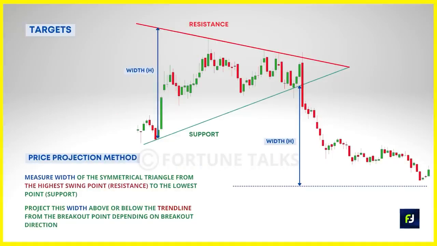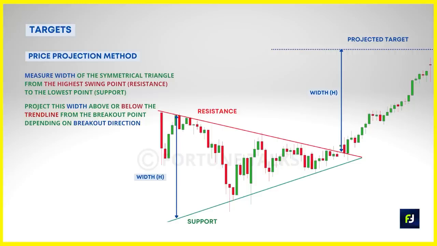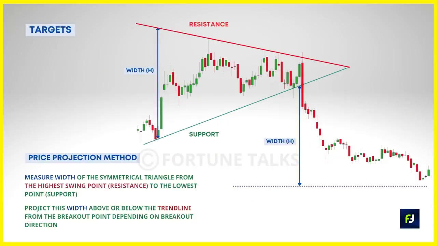Now, how to exit your trade at the price projection level? Price projection techniques help to project where the price momentum will exhaust itself. So here's how it works for a symmetrical triangle pattern. All you have to do is take the distance between the highest and lowest points of the symmetrical triangle, that is the widest distance of the pattern. Then, depending on the breakout direction, project this distance from the breakout point. For example, in case of a bullish breakout, project this distance above the resistance level from the breakout point, and for a bearish breakdown, project the same distance below the support level from the breakdown point. This will give you the price projection or the expected target level.